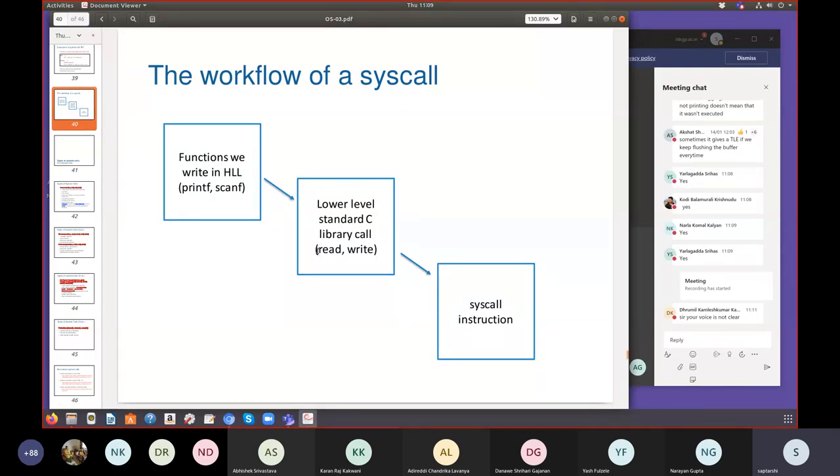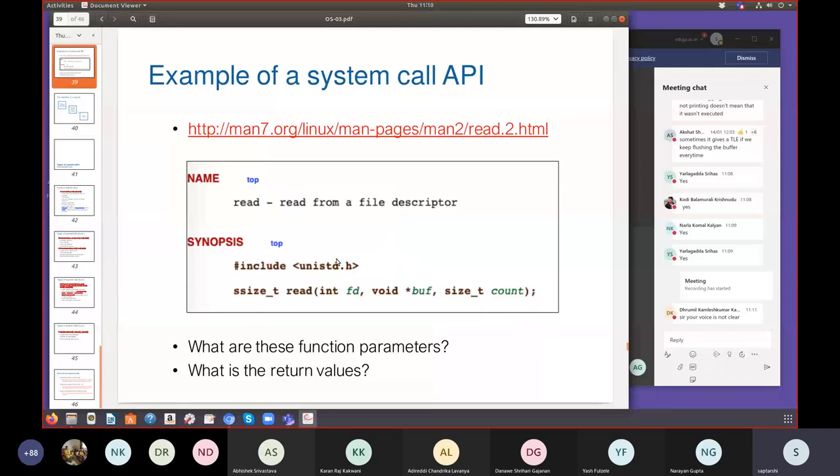Basically in this course, when we discuss system calls, we will be at this level. We will use calls like read, write, etc. This was an example which we gave yesterday for read. As you see, this is very similar to a function call from the programmer's perspective, and that is because the operating system is giving this API to make system calls easier.